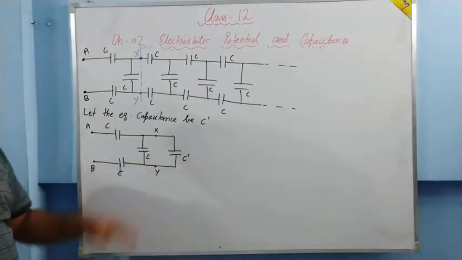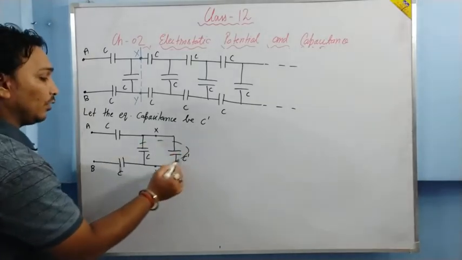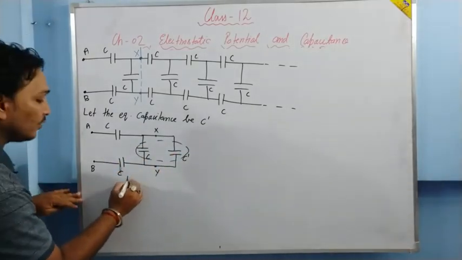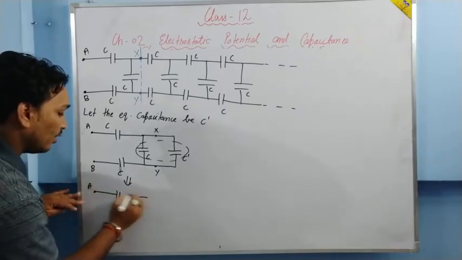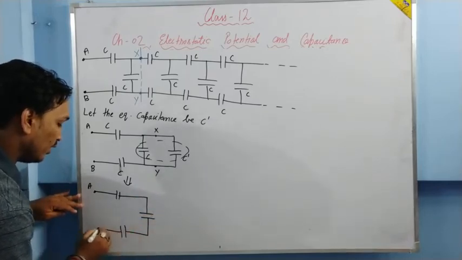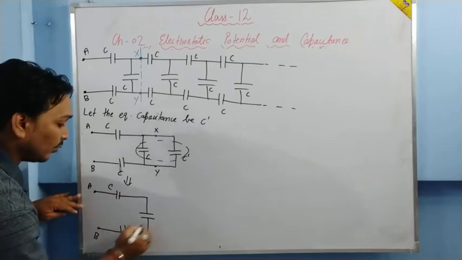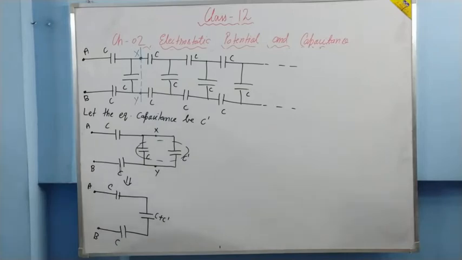Now C dash and C are in parallel. Their equivalent capacitance will be? We have a capacitor here, we have a capacitor over here. This is C, but this will be C plus C dash. They are in parallel, we connect them simply. Now we have C plus C dash, we have C, and all these three are in series.